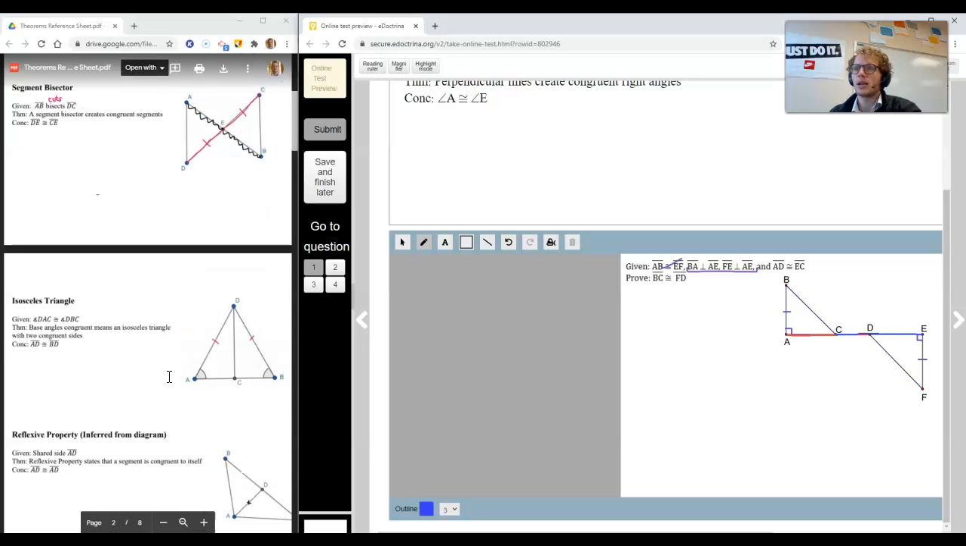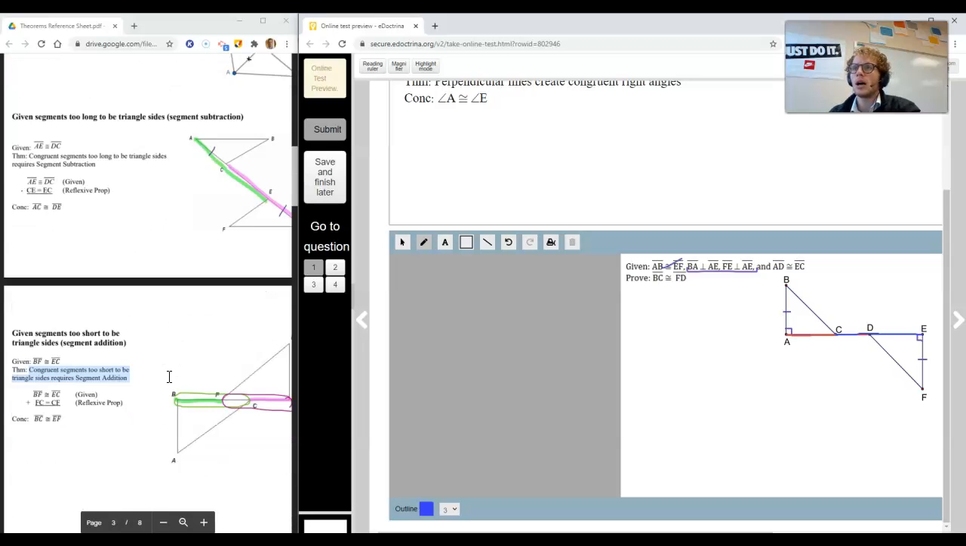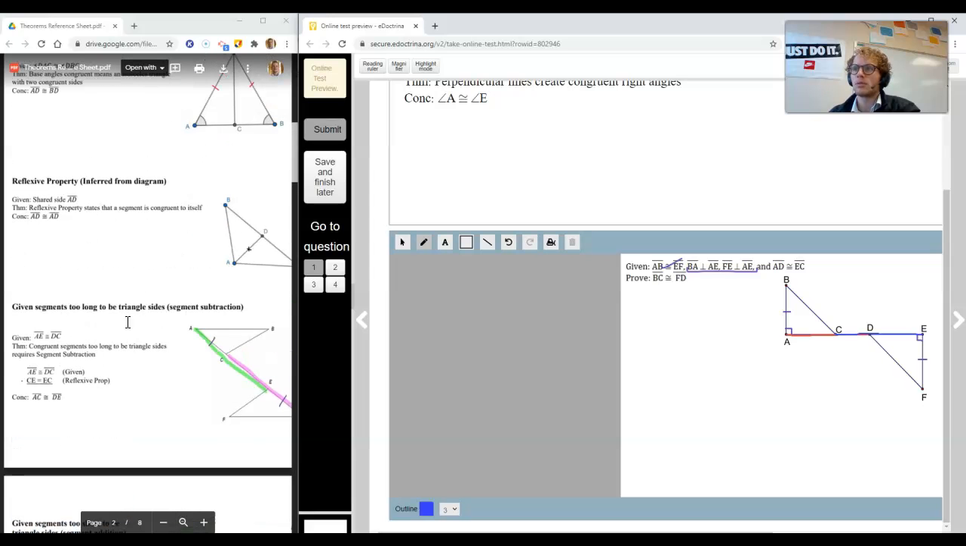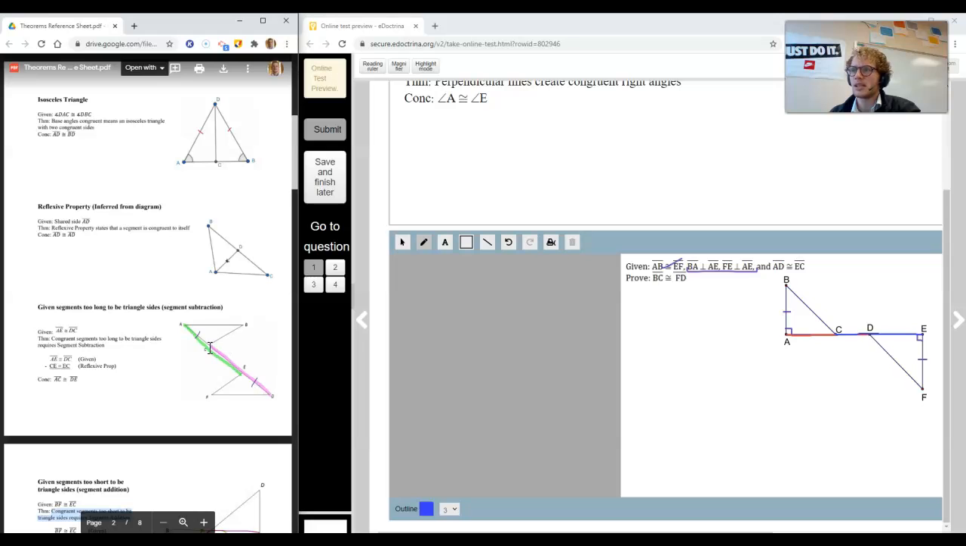Okay, so if we're looking on our theorem sheet, given segments too long. In this, you can see that we've got AE and DC, and their overlap is right here. We use the reflexive property to subtract that segment that they both have in common, because if you remember, a segment is congruent to itself. So if this whole green segment is 5, this whole purple segment is 5, and where they both overlap is 2, then this little leftover piece will be 3, and this little leftover piece will be 3.